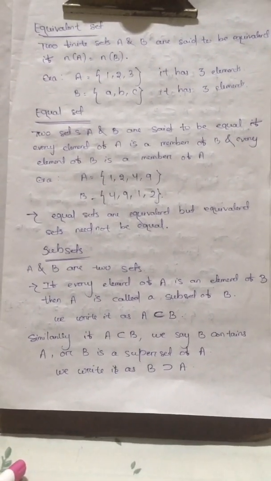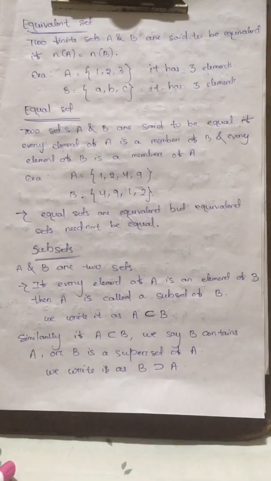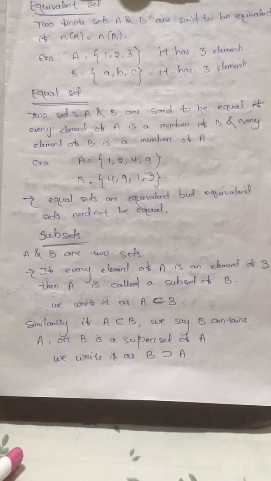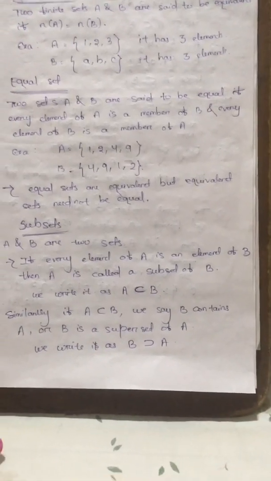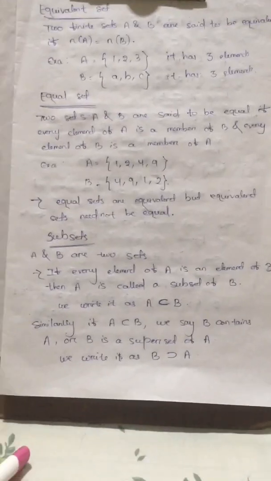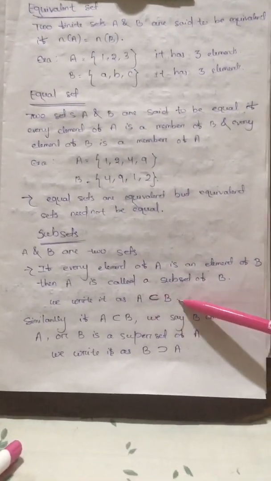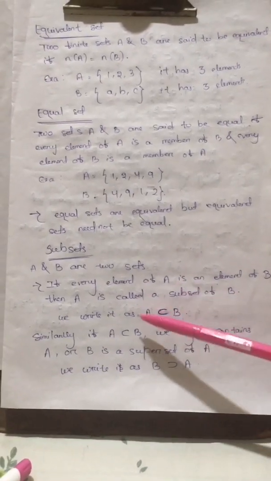So subset means what? All the elements of one set will be in the other set. If all the elements are in that set, then we can say that the first set is the subset of the other set, and we represent it as A ⊂ B. It is the representation of subset, A subset of B, that is the sign of subset.